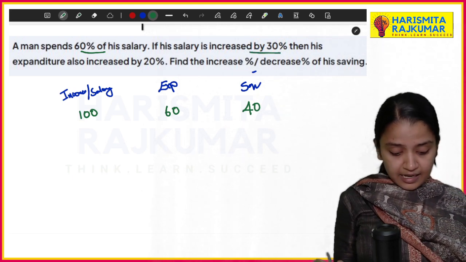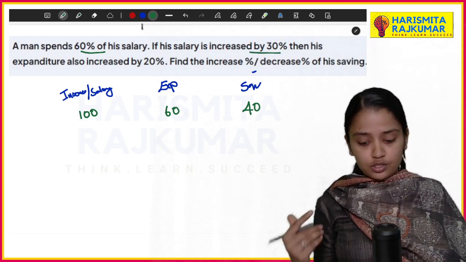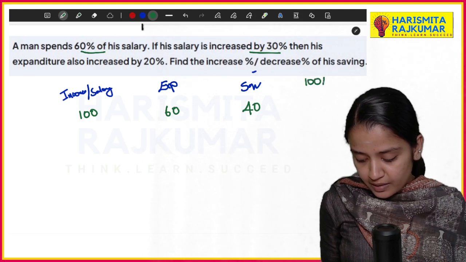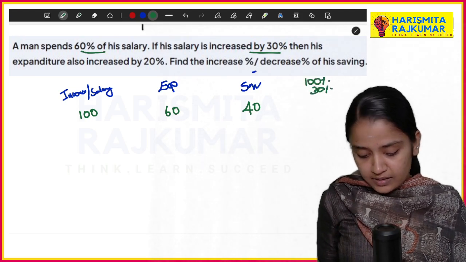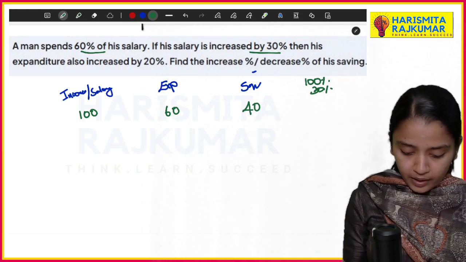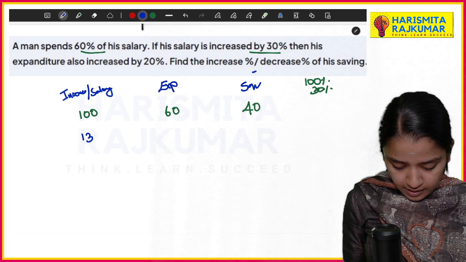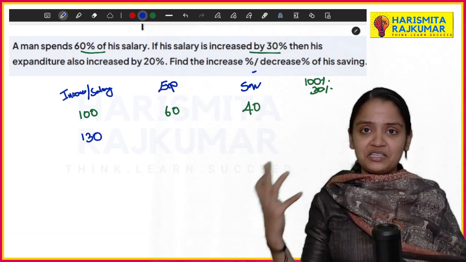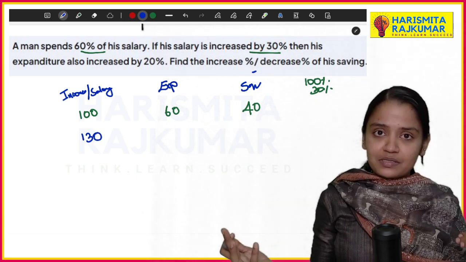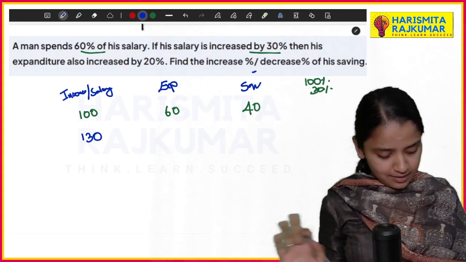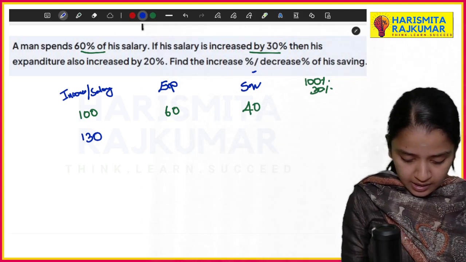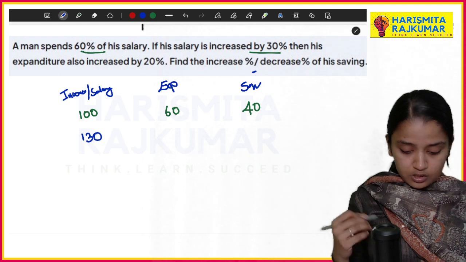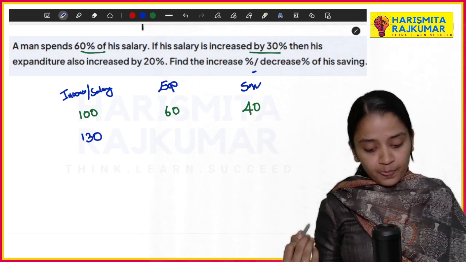It is increased by 30 percentage. So your income is increased. Already your income is 100 percentage. If you increase by 30 percentage, it is 130. I'm just assuming that if 100 percentage is 100 rupees, and 30 percentage is the increase, it is 130. That's it. In that, what are they saying? They are saying the expenditure is also increased by 20 percentage.